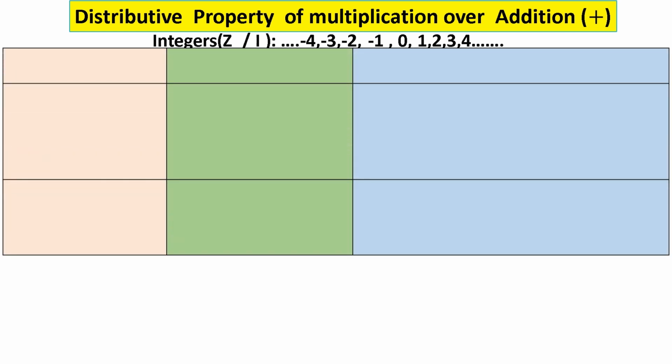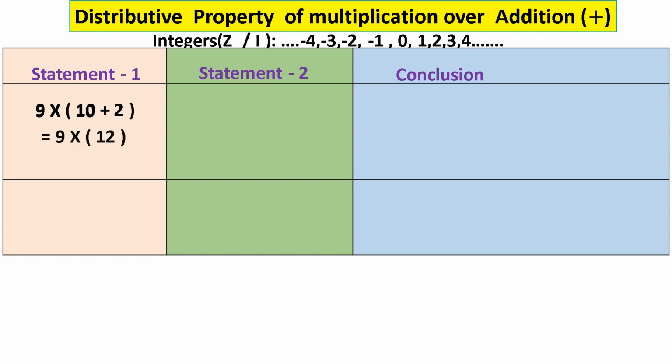Distributive property of multiplication over addition. Now here, statement 1, statement 2, conclusion. Now here, 9 of 10 plus 2 means 9 multiplied by 10 plus 2. First we do the bracket: the sum of 10 and 2 is 12. So 9 into 12, we will get 108.